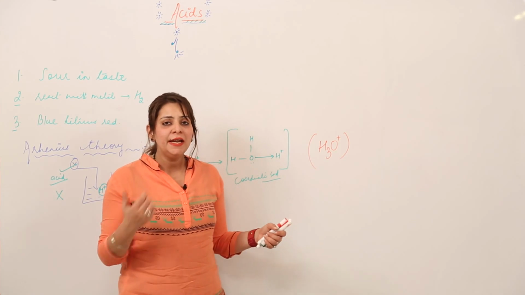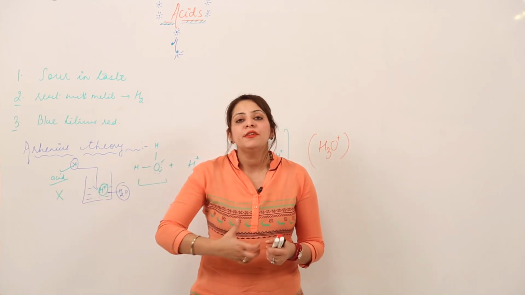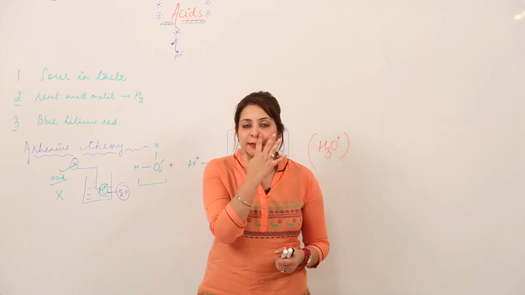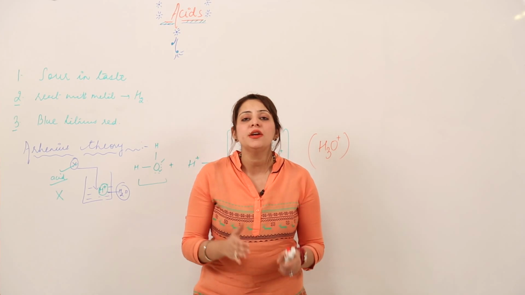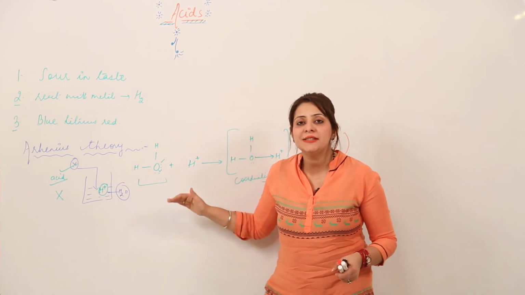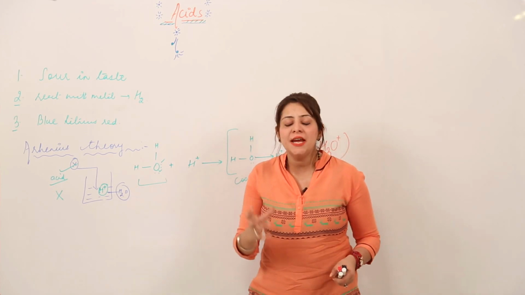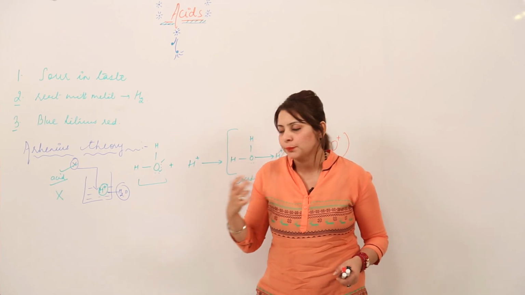So how will you state it? You will state that when any substance is dissolved in water, if it gives the hydronium ion, then it is regarded as an acid, and if it does not produce hydronium ion, then it is not regarded as an acid, right. So this is the Arrhenius theory for an acid, or you can say a theory which shows that a substance exists as an acid.